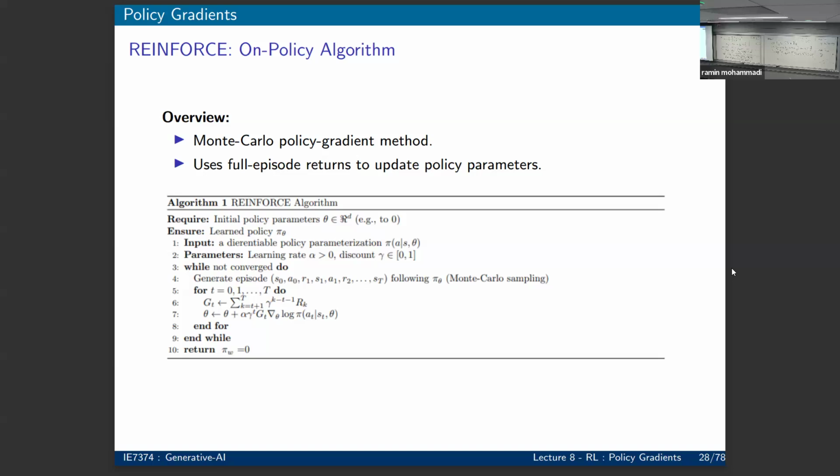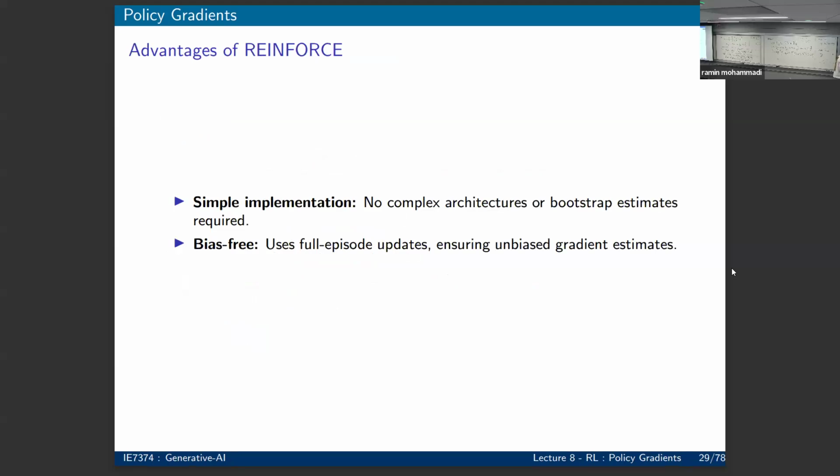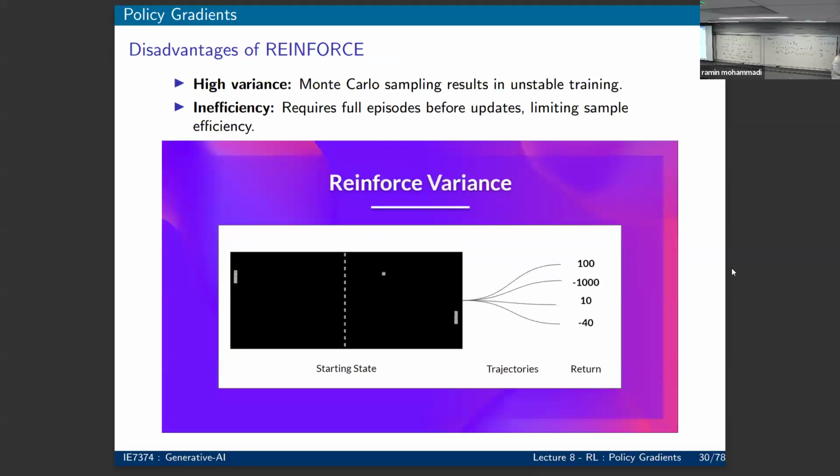All right. So it has some advantages and some disadvantages. The advantage is that it's simple, as you saw, that was the whole algorithm. You can basically write something like that and just let it run. It's an unbiased type of model. It has a disadvantage, it has high variance. And it's inefficient because it requires a full episode. It's like Monte Carlo, right?